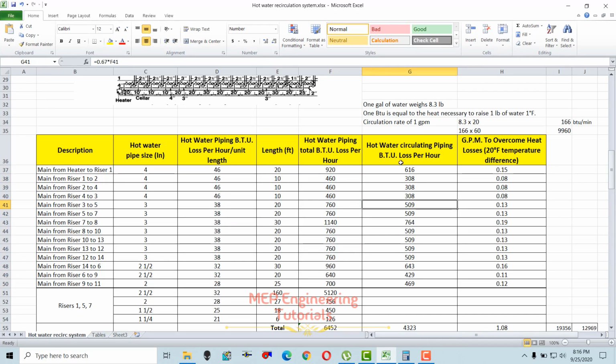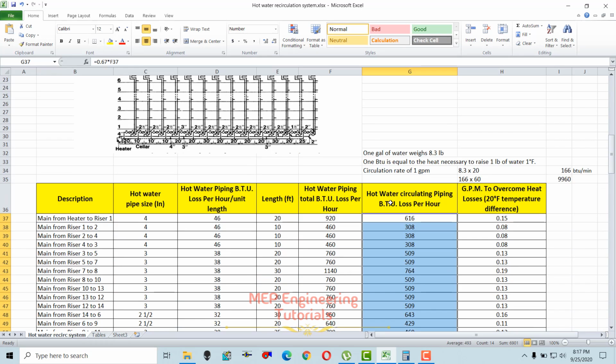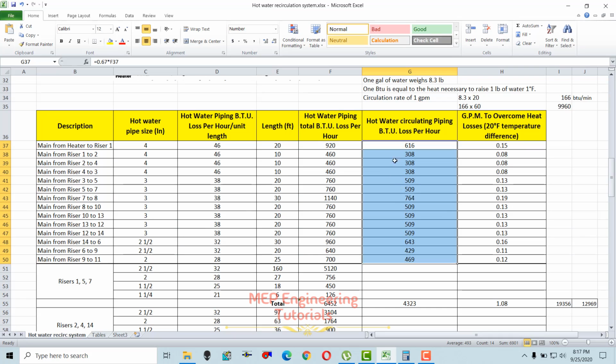The next thing over here is the hot water recirculation. This is the main thing we are focusing on, because this is the hot water recirculation system design. In here you have to calculate the hot water recirculation piping BTUs loss per hour. How will you get this one? Since we don't know the recirculation pipe size, this is our case, where we want to calculate the sizes for the hot water recirculation system. So we don't know the sizes.